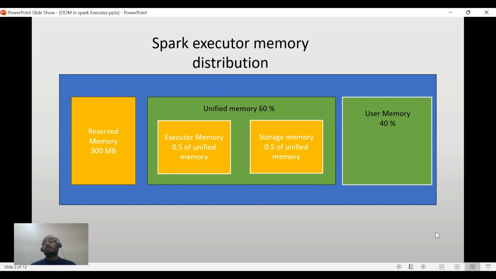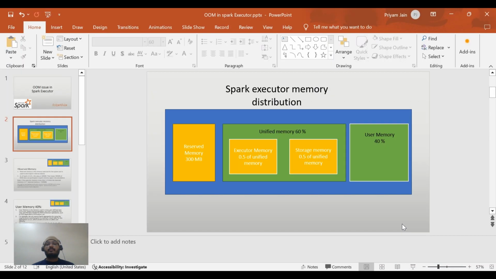In an interview, a possible question is: tell me how the Spark executor memory is distributed. You can see that this is 60%, and within the unified memory, executor memory and storage memory are split 50-50%. Of the 60, that means this is 30% and this is 30%. So you can check this. Now let us see each memory's uses in detail.